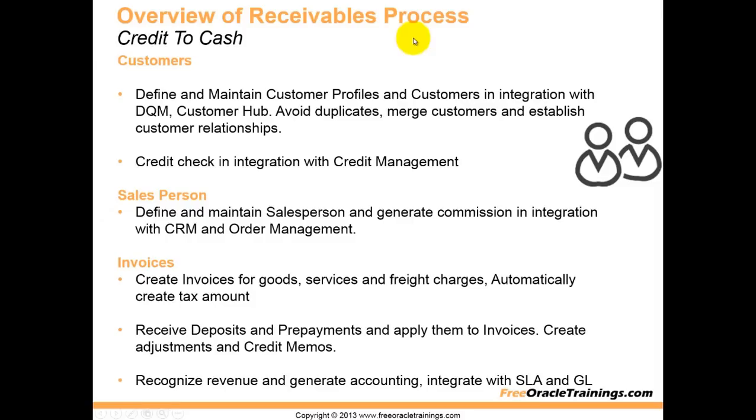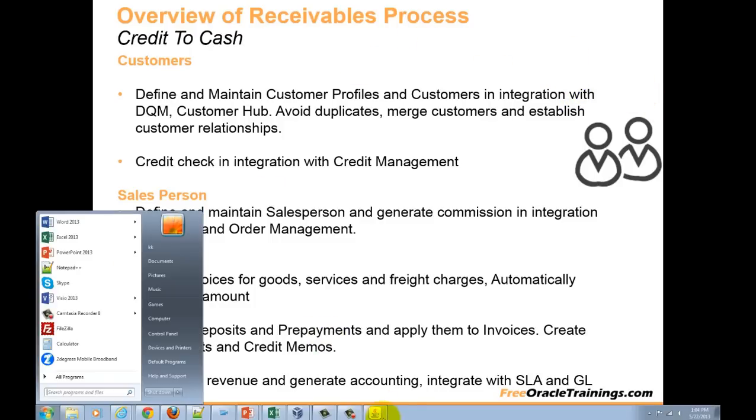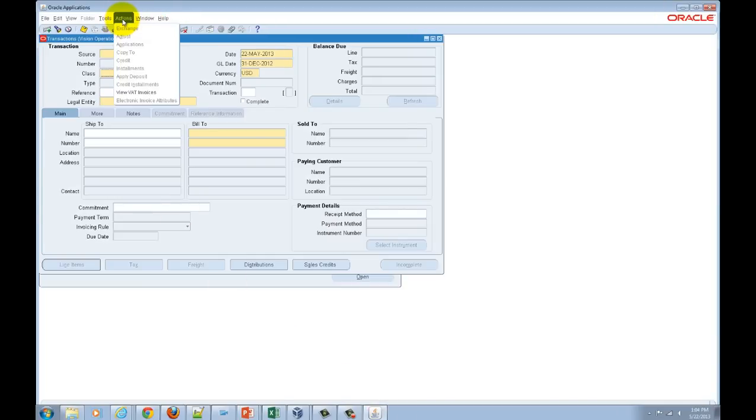So the next thing that comes up is recognizing the revenue and generating the accounting. So basically, once you have completed your invoices or transactions, you can simply go ahead and recognize the revenue by running the program for generating the revenue. You can also generate the accounting online. So out here in the actions window, if you go, you can basically generate the accounting.